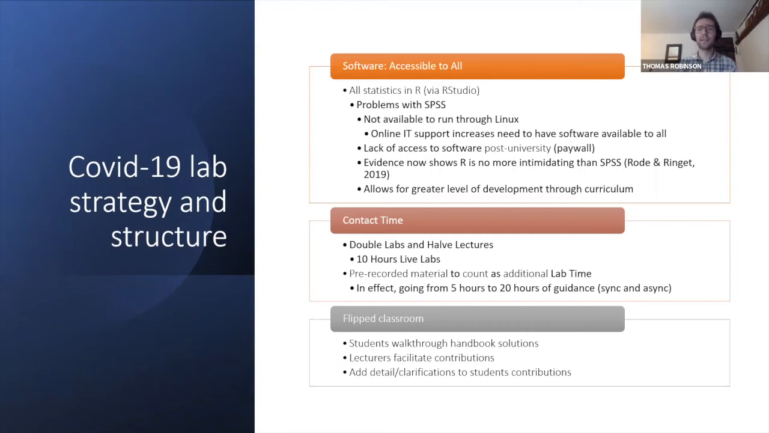So in terms of contact time, how did we change things? Well, we doubled the lab time and we halved the number of lectures. So what that meant was that each student turned up to 5 sessions, each of 2 hours long, rather than the original 1 hour. And in addition to that, they had pre-recorded material to go over ahead of time. So that's where we introduced how you did things in R.